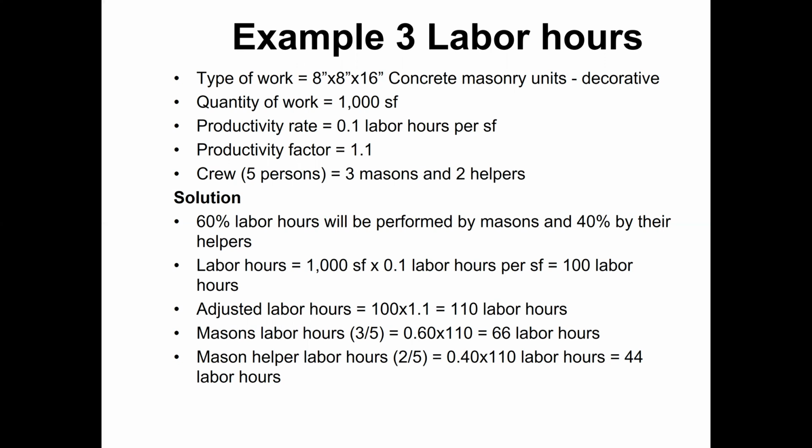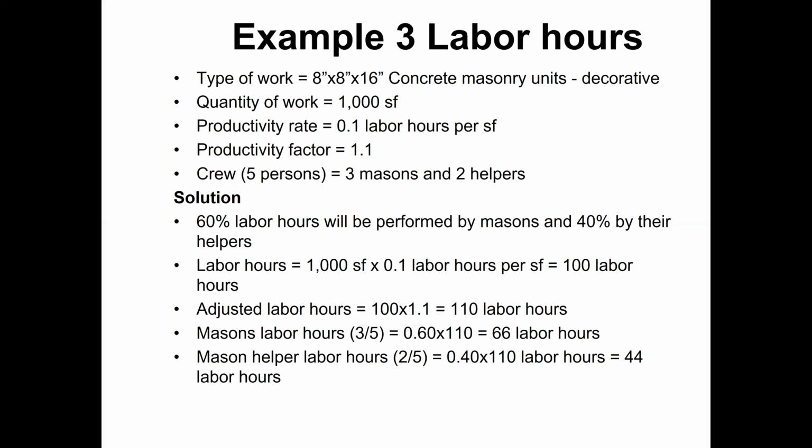So instead of 100 labor hours, we need 110 labor hours to complete this work, because the productivity factor is more and conditions are worse. Then for the masons, how much from 110 labor hours will go to the masons? There are 3 masons. Okay, 3 by 5 means 60% will go to the masons. So it's 0.60 multiplied by 110.